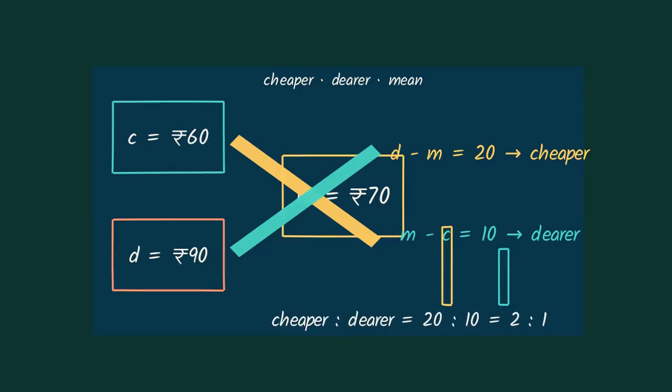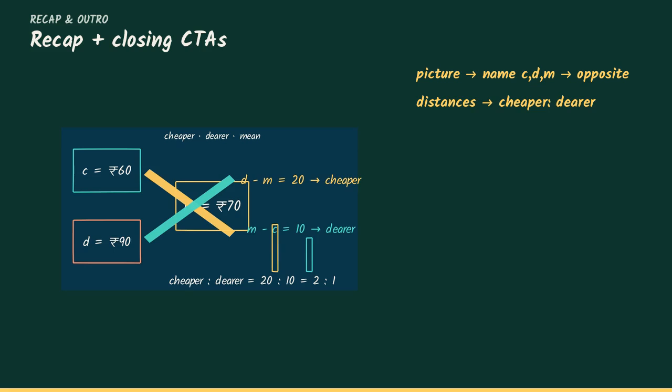Picture the mix, name C, D and M in one kind of measure, take the opposite distances, reduce cheaper to dearer, and check with the weighted mean.